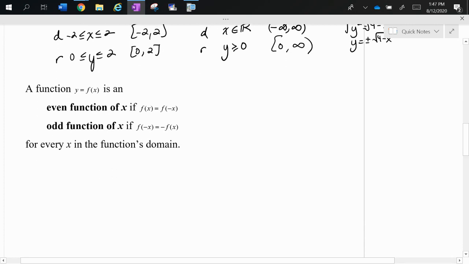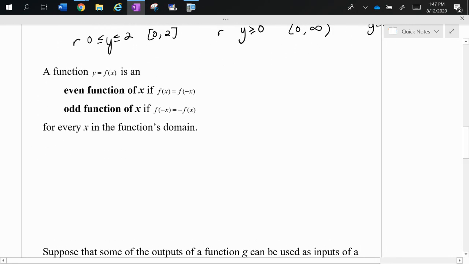Okay, the next thing I want to talk about just for a bit is the difference between an even function and an odd function. Some functions are neither even nor odd, but a function is even if f of x is equal to f of negative x. So in other words, if f of 2 is equal to f of negative 2, if the value of the function at 2 is the same as the value of the function at negative 2, and so on, then it becomes an even function.